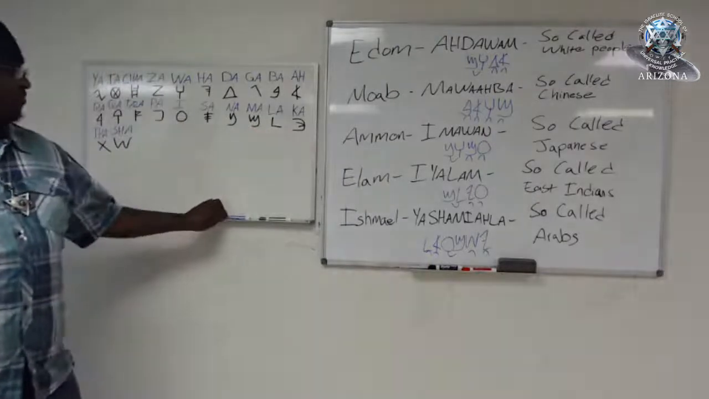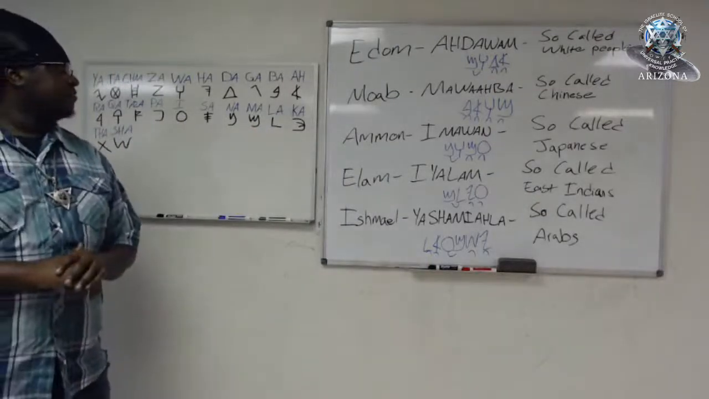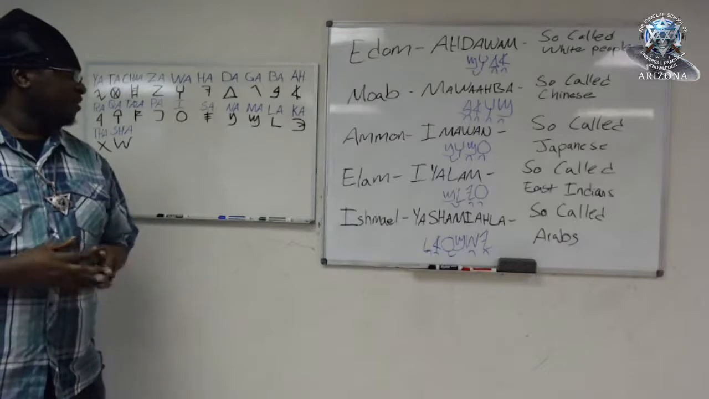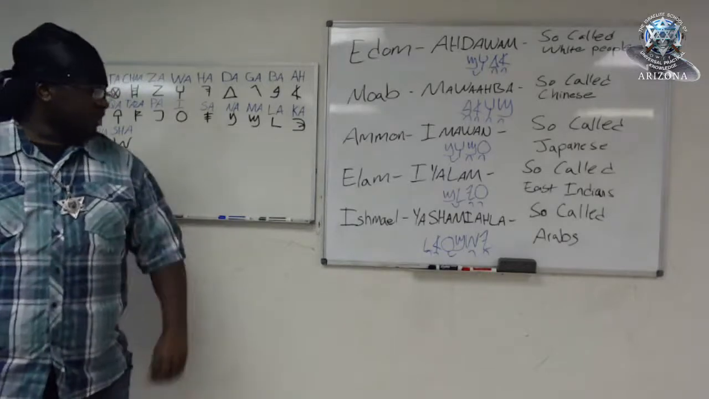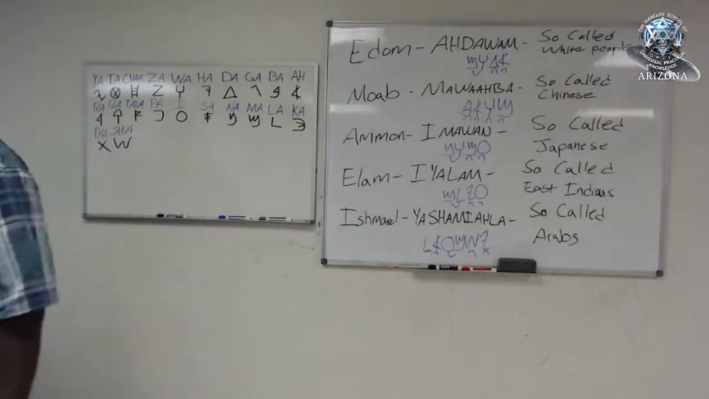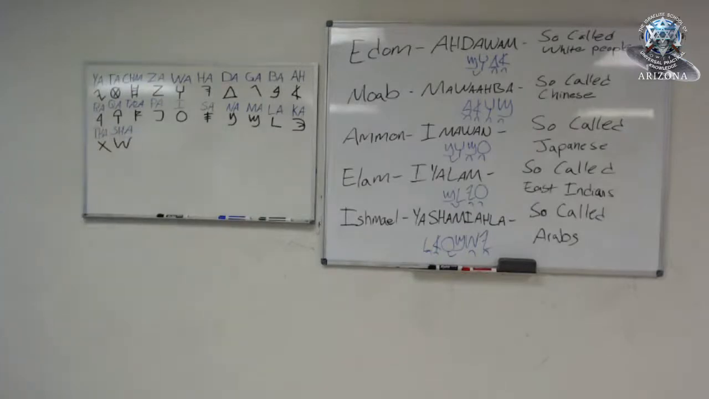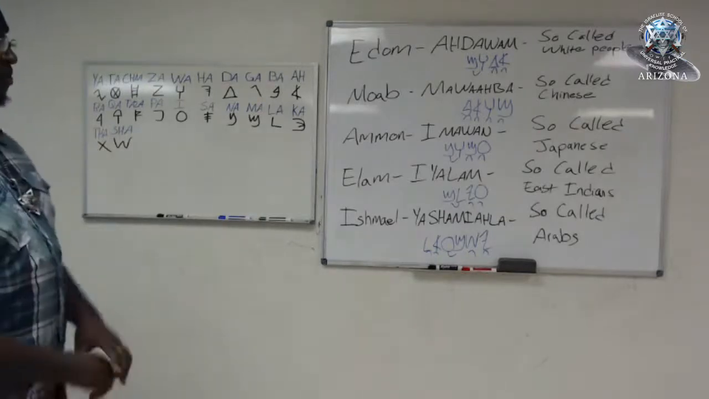Yeah, so we're here. We got Edom, Moab, Ammon, Elam, Ishmael. All right, those are those nations. Trying to cover it if I can.